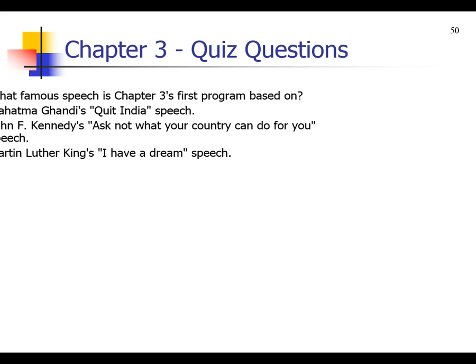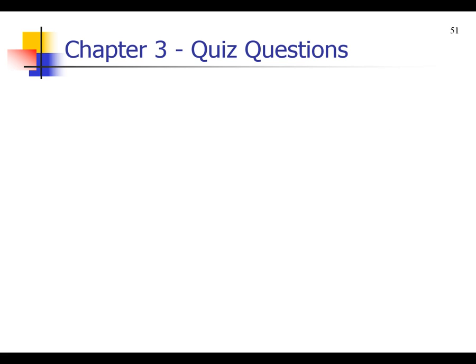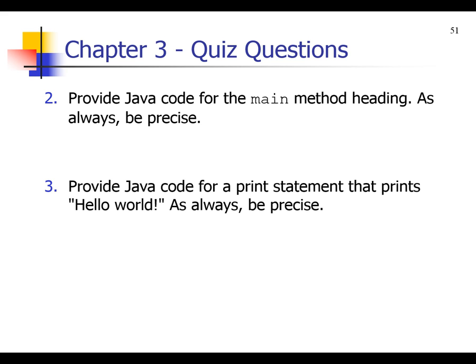Okay, let's get your quizzes. What famous speech is chapter 3's first program based on? I have a dream. What's the main method heading? Public static void main, String args. We talked about this one too, right? System.out.println, open parentheses, "Hello world," just as it is in the quotes, and then close it out, semicolon. Any questions, items, concerns, gripes, moans, complaints?